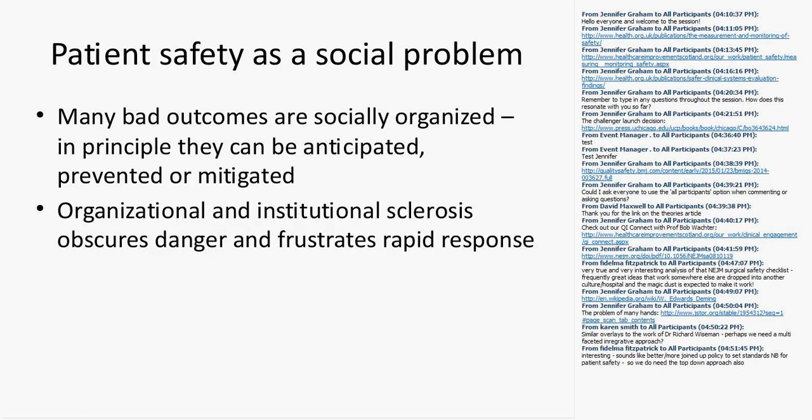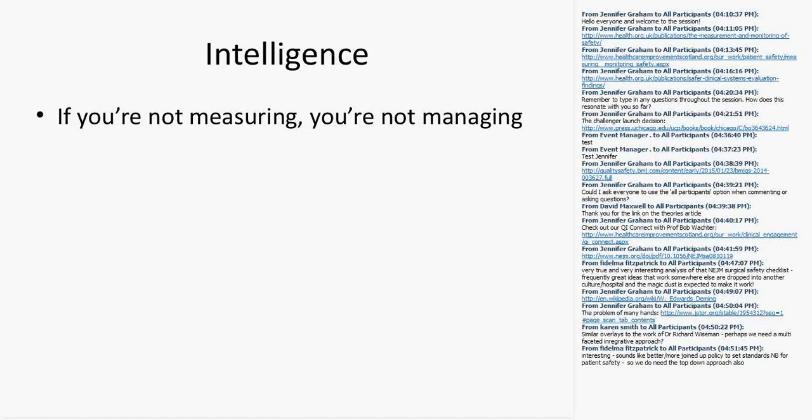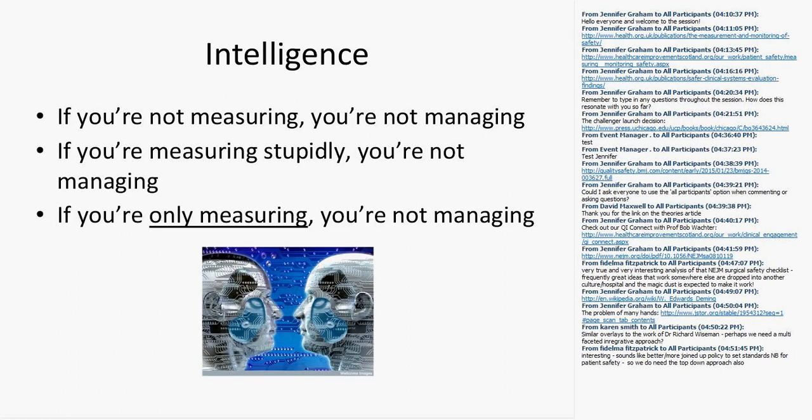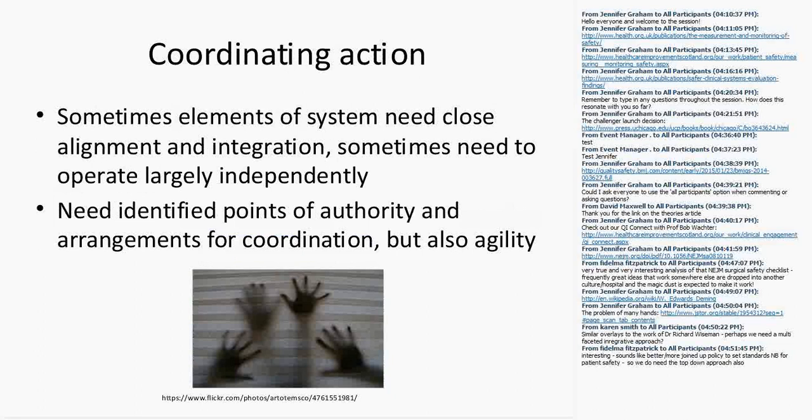So, to conclude, I would like to argue that patient safety is a social problem, that many bad outcomes are socially organized. In principle, they can be anticipated, prevented, or mitigated. I think we've often got organizational and institutional sclerosis that obscures danger and frustrates the kind of responses that we need, rapid or otherwise. I think we often have failures of intelligence, and I would say if you're not measuring, you're not managing, and if you're only measuring, you're not managing.